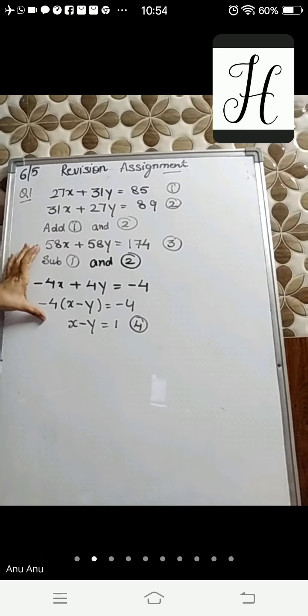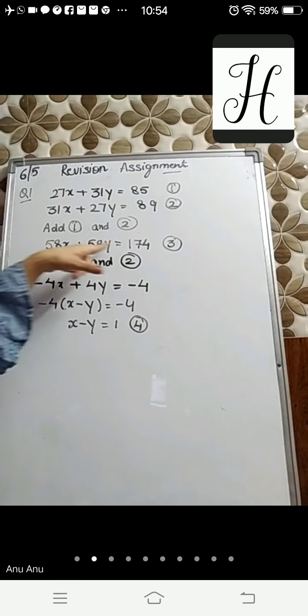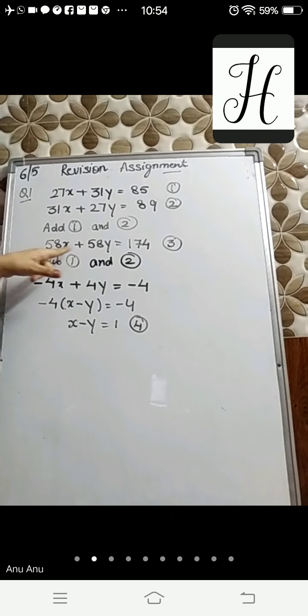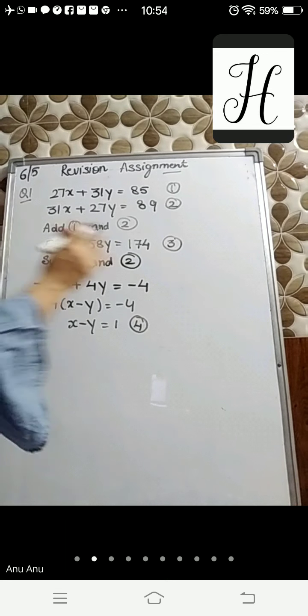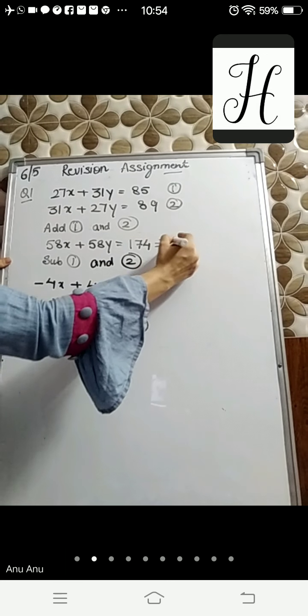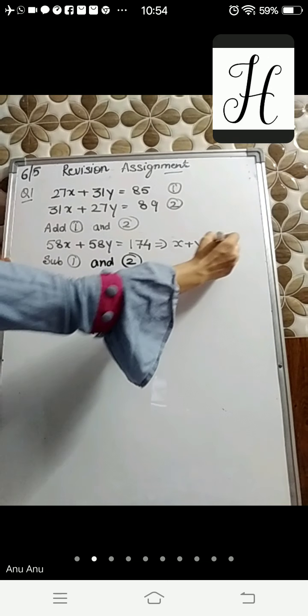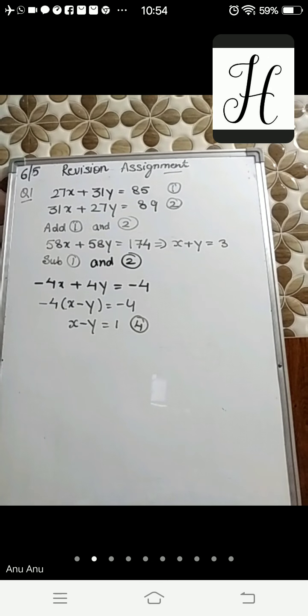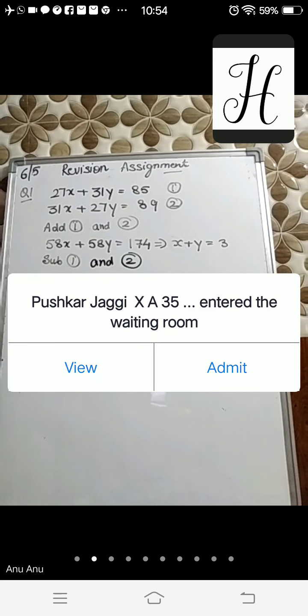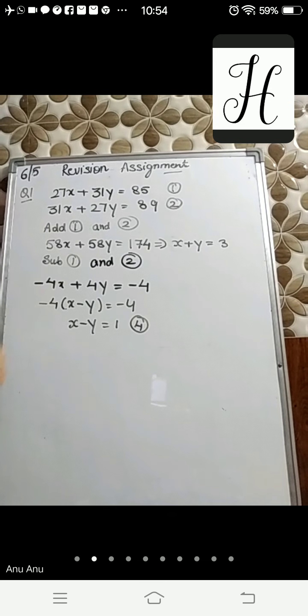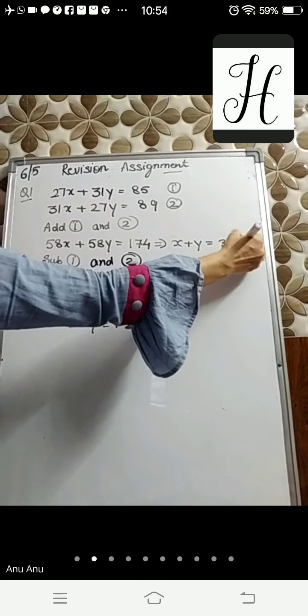Now you will solve these two equations. What you will do? Can we simplify this equation after taking something common? Is something common in this? Yes, you can take 58 common. So the equation will become x plus y is equal to 3. Okay? Is it okay? So this is your equation number 3.